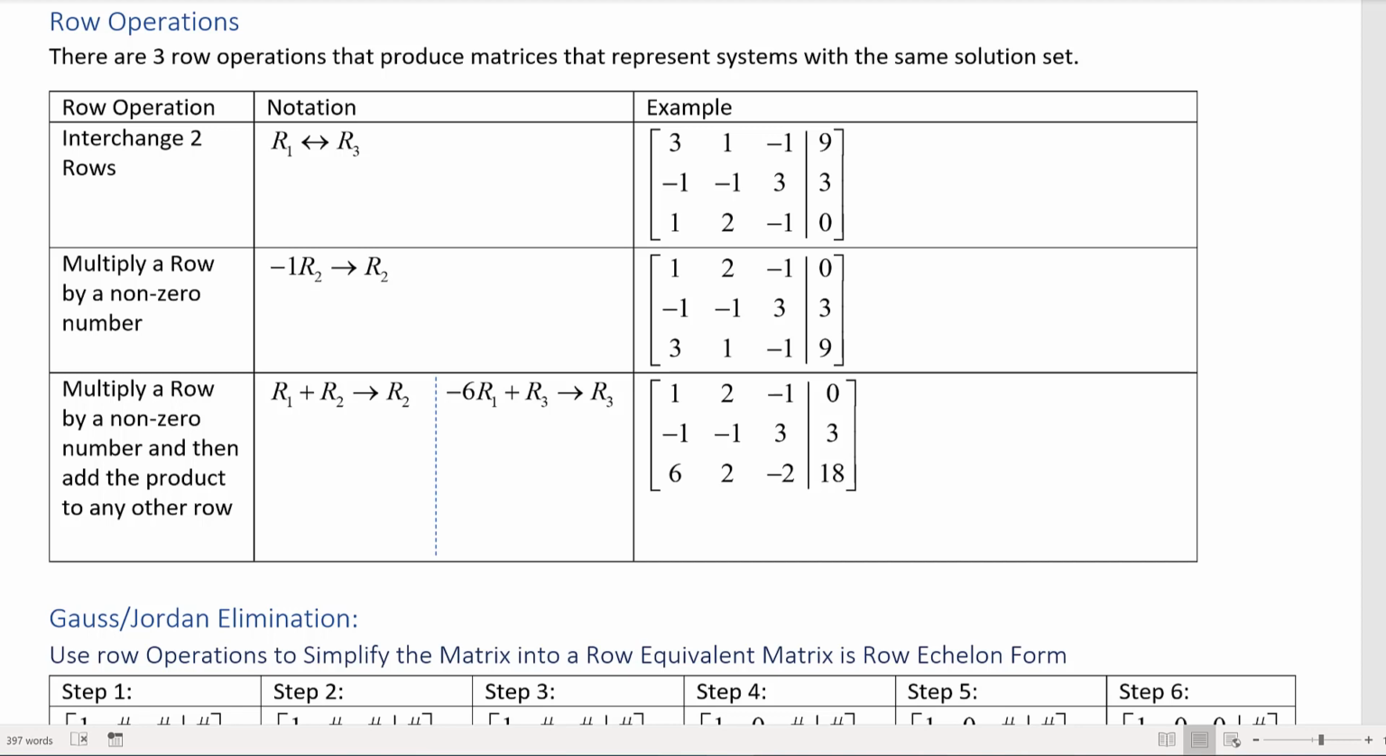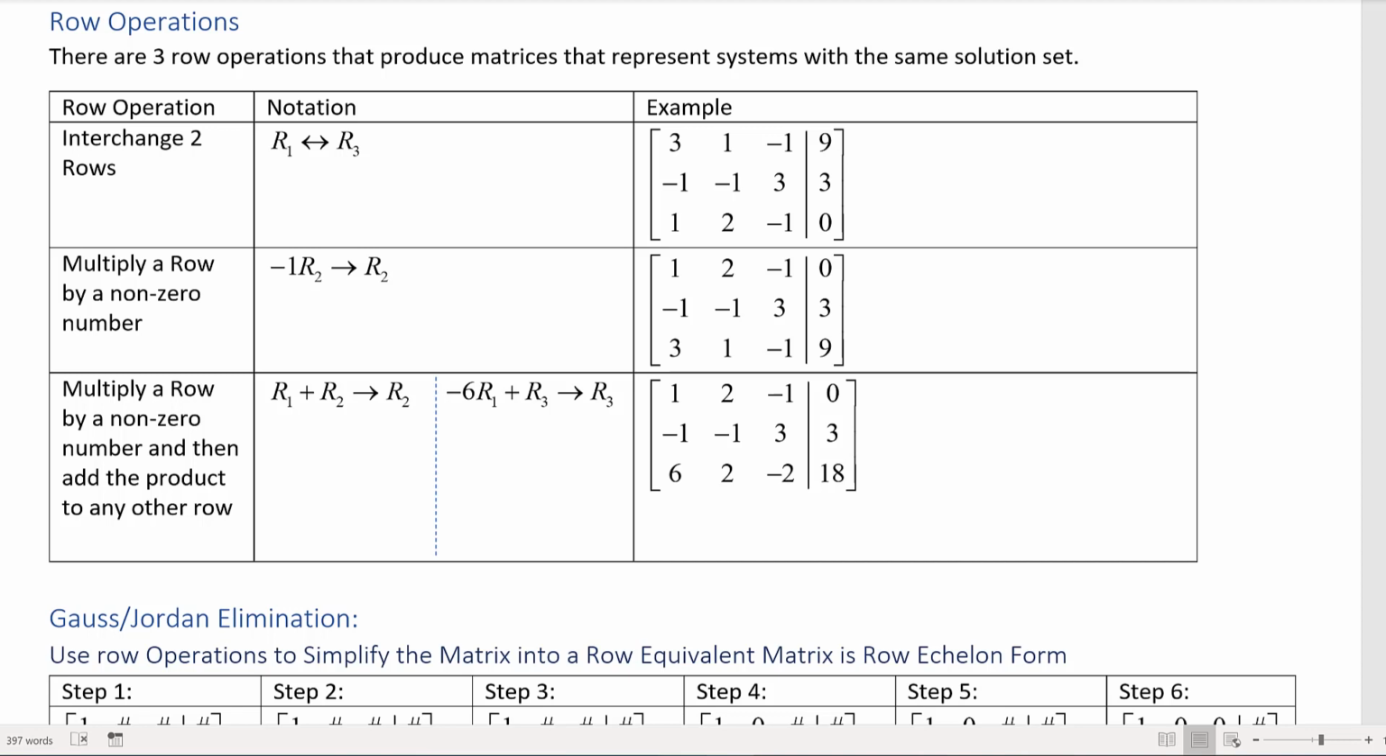Okay, so there are three row operations that produce matrices that represent systems with the same solution set. The three row ops are: first, to interchange two rows; second, to multiply a row by a non-zero number; and then third, multiply a row by a non-zero number and then add that product to any other row. These are the same three operations that we used in the previous section on echelon form. So we're going to go ahead and practice those.